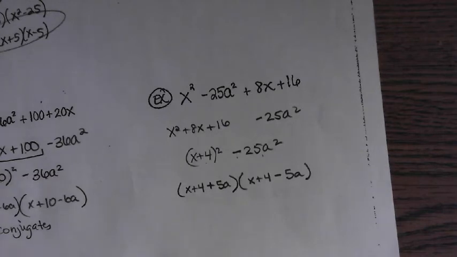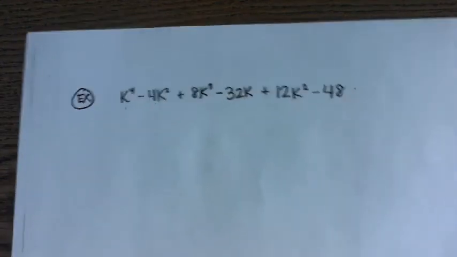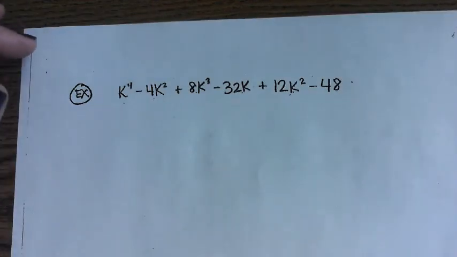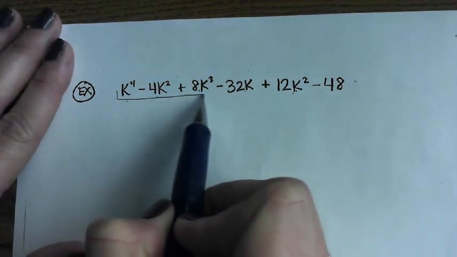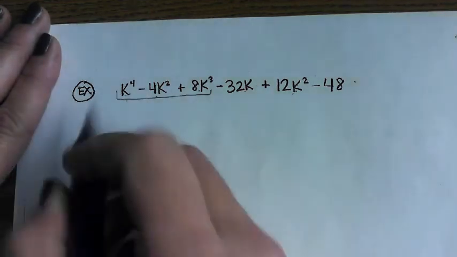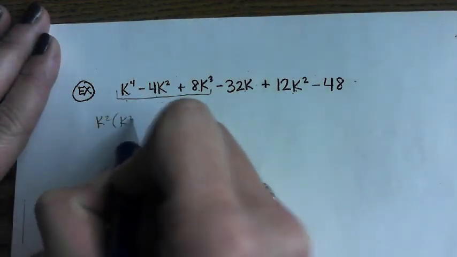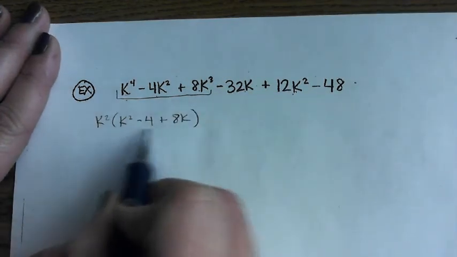Are we good? Flip to the back. Oh boy. 6 terms. 6 terms can be grouped 3 by 3. Sometimes that will work. Or 2 by 2 by 2. Don't do this because I want to see if it works. I'm going to first do 3 by 3. What's the GCF here? K squared. Don't write this down until I know it's right. That's what I'm left with.